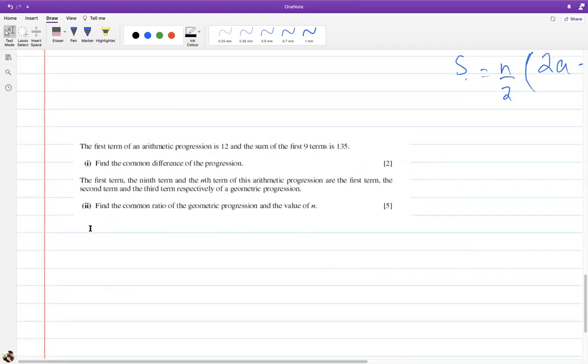It's not a simple question. Okay, the first term of an arithmetic progression. So उसने बता दिया it's an arithmetic progression. That means there's going to be a difference. The first term is 12. Okay, A is 12. Sum of the first 9 terms is 135. So S9 is 135. Do you understand what S9 means? It means sum of the first 9 terms.